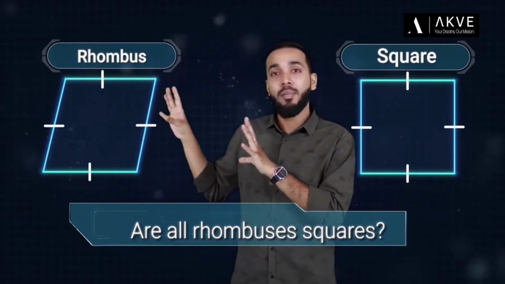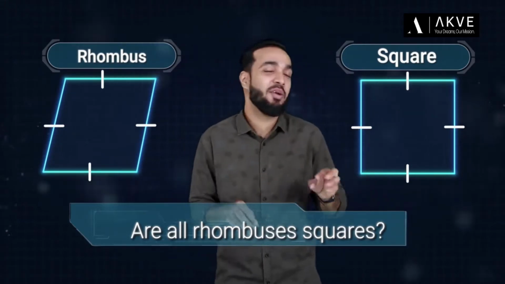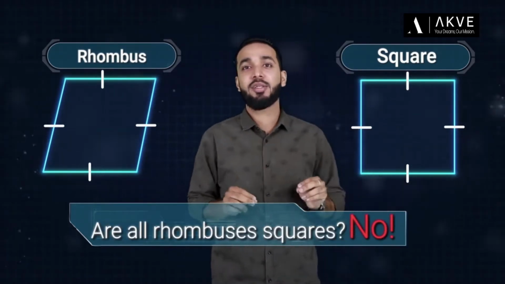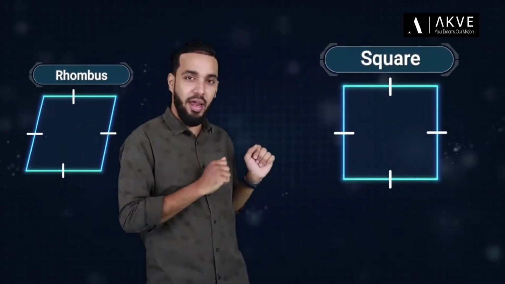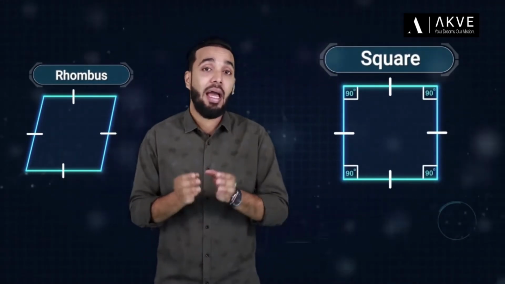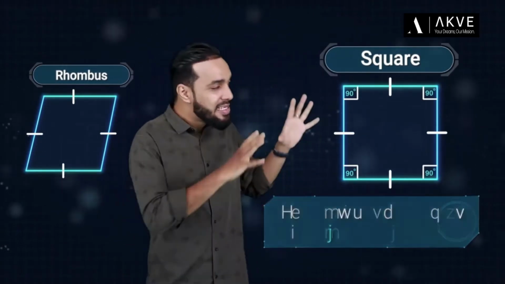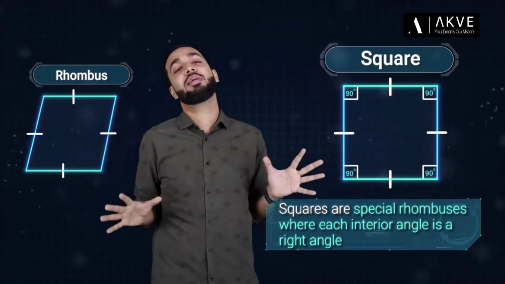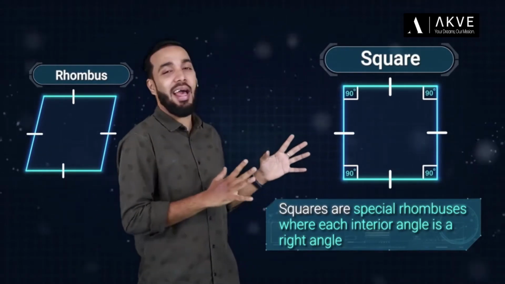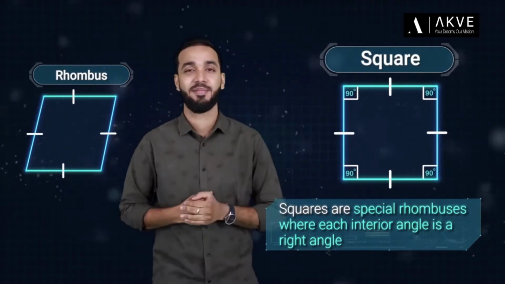Are all rhombuses squares? I'm afraid that's not possible, because for a rhombus to be a square, each of its interior angle must be a right angle. So basically, squares are special rhombuses where each interior angle is a right angle.